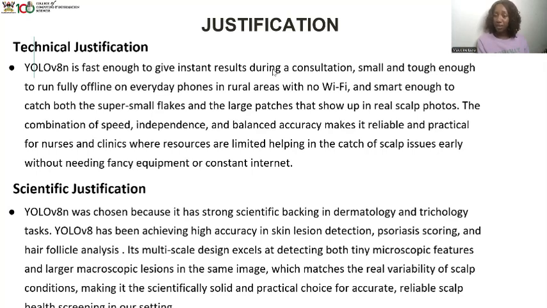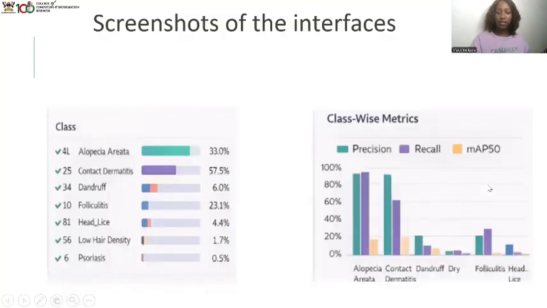For example, YOLO V10 and YOLO V11 cannot easily detect small lesions, for example tiny flakes or the start of dandruff on the scalp, along with other bigger lesions. YOLO V8 is very suitable for detecting these scalp regions, unlike other versions or models. Even Faster RCNN would have done it, though it would be slower and give delayed results. These are the screenshots of the interfaces.